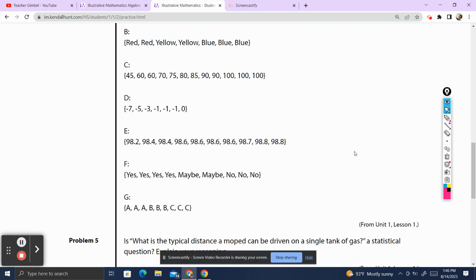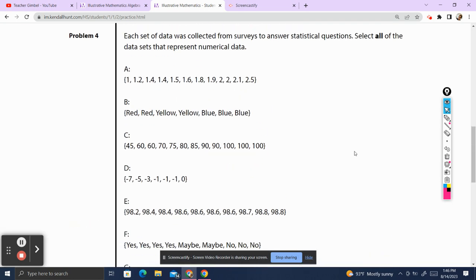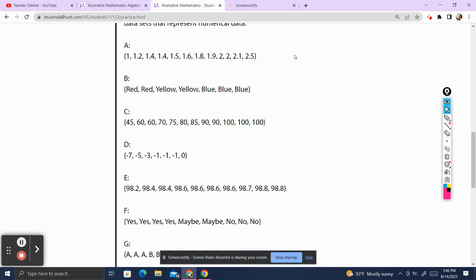We are on to problem number 4. We are almost done. Each set of data was collected from surveys to answer statistical questions. Select all of the data that represents numerical data. Well, this guy's numbers, so he's numerical. Check. This guy is not numbers, not numerical. Numbers, numerical.